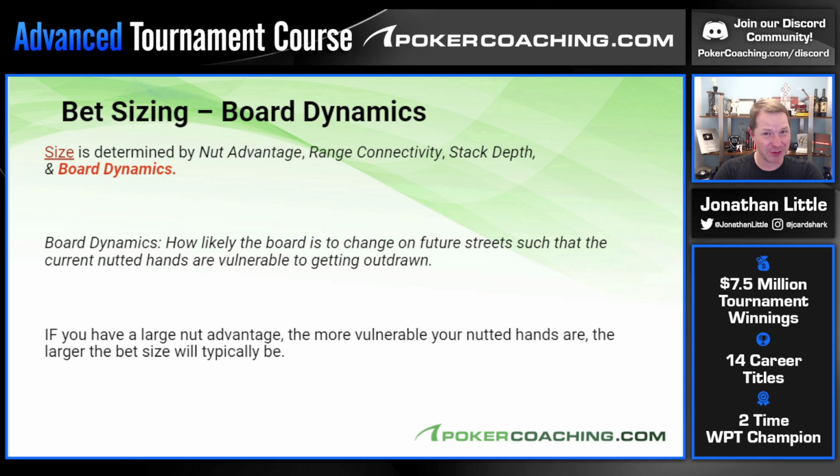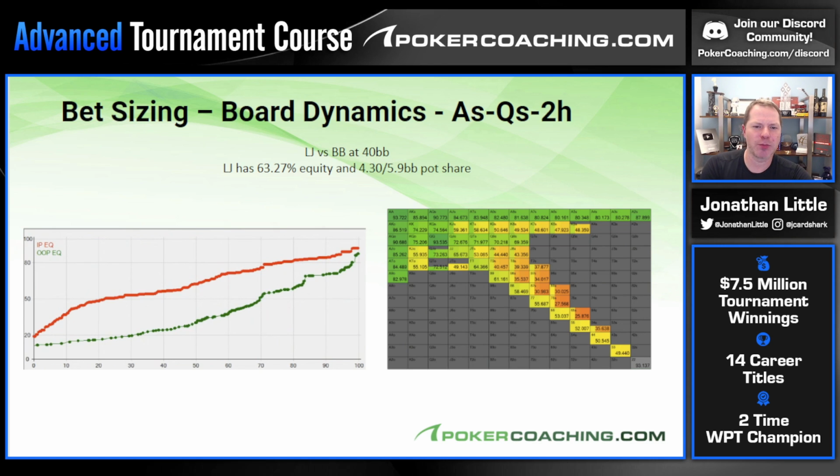And sometimes it's kind of difficult to figure out exactly if the board is very dynamic or not, because it depends on your opponent's range and also what is possible for your opponent to have. So let's take a look at a board like Ace Queen 2 with a flush draw. This is a very dynamic board because notice if you have an effective nut hand playing 40 big blinds deep like Ace King, that's a hand you're very happy getting your money in with, it's really vulnerable to being outdrawn.